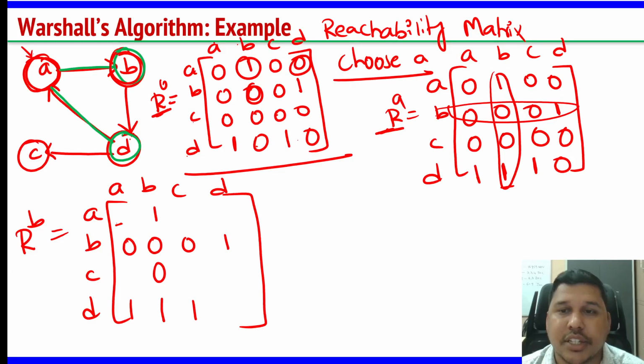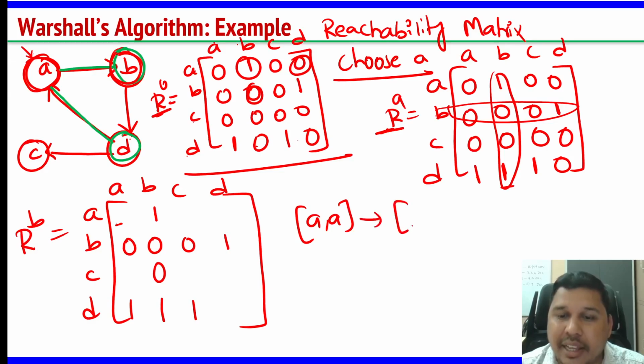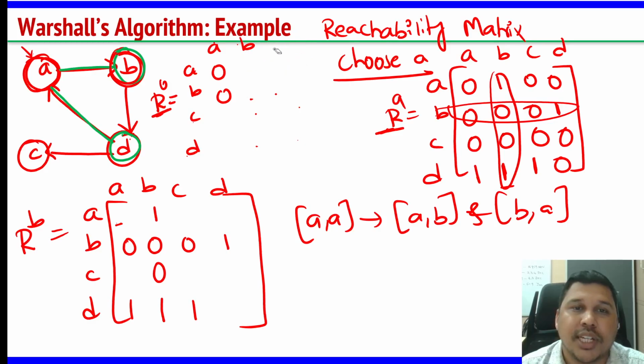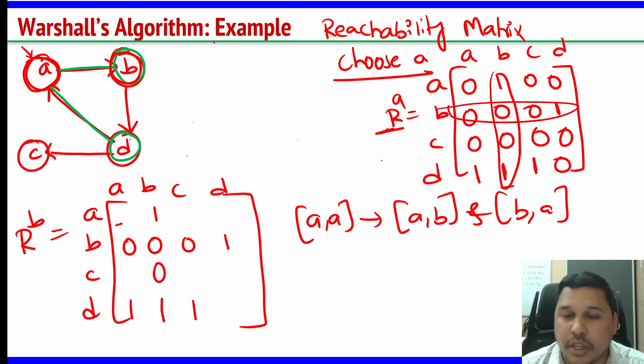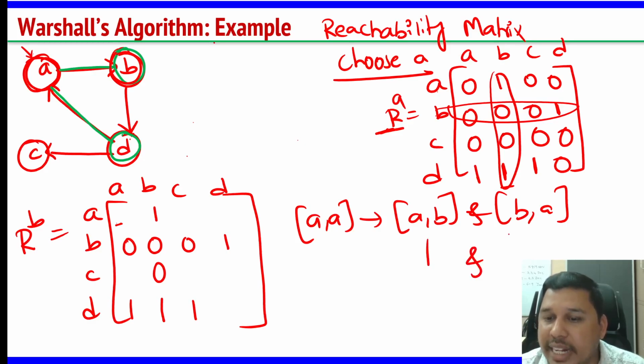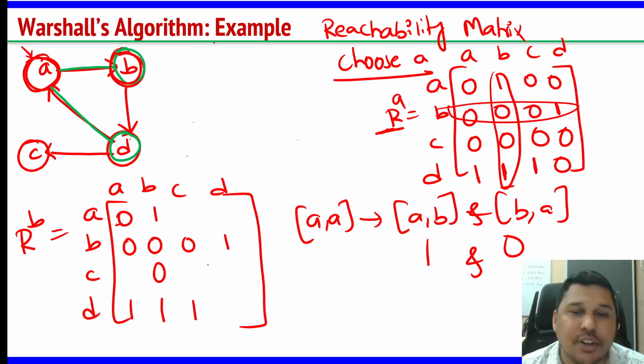Let's see the next step. I have to fill these remaining entries which are having zeros. I want to create a path between A to A using B, so A to B as the intermediate and B to A. This matrix is not required now; you need not refer to it. You have to refer only to RA, the latest matrix. A to B there is 1, yes, and B to A it is 0. So no, I cannot have a path.